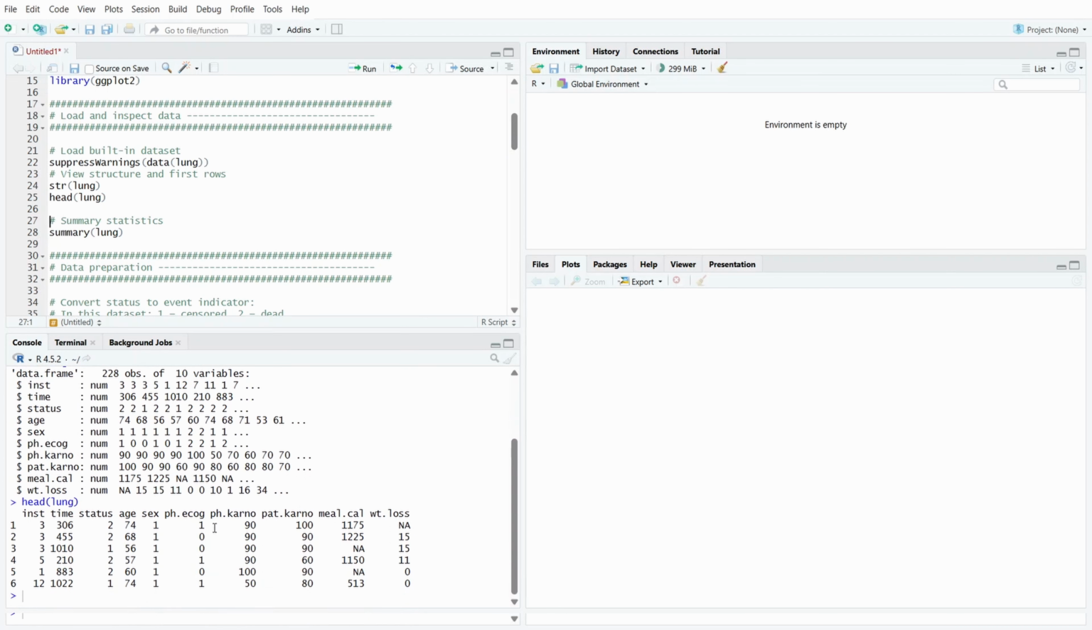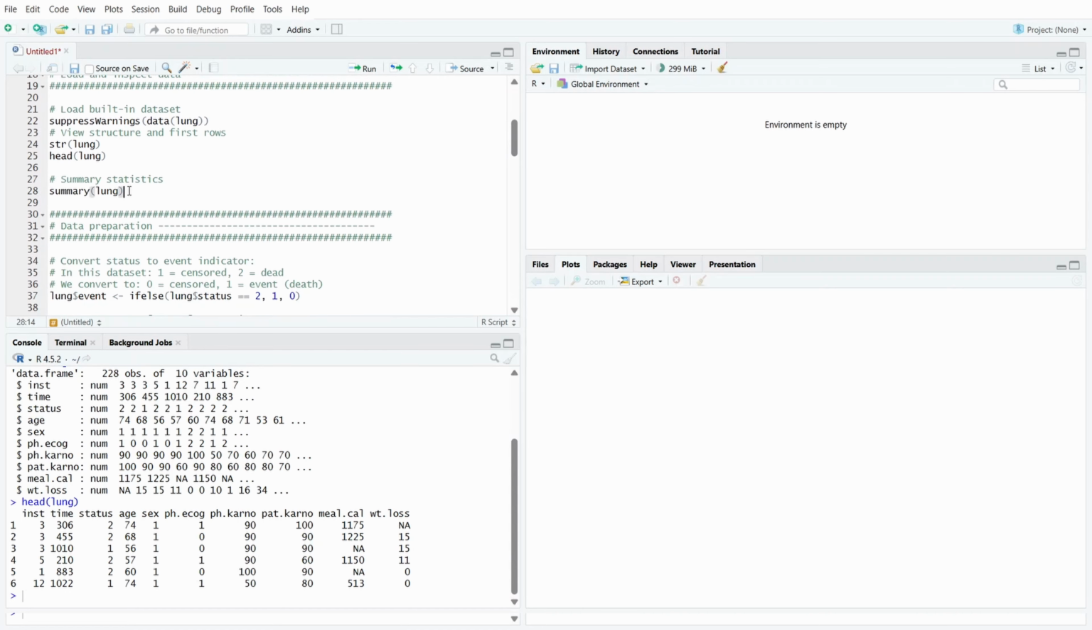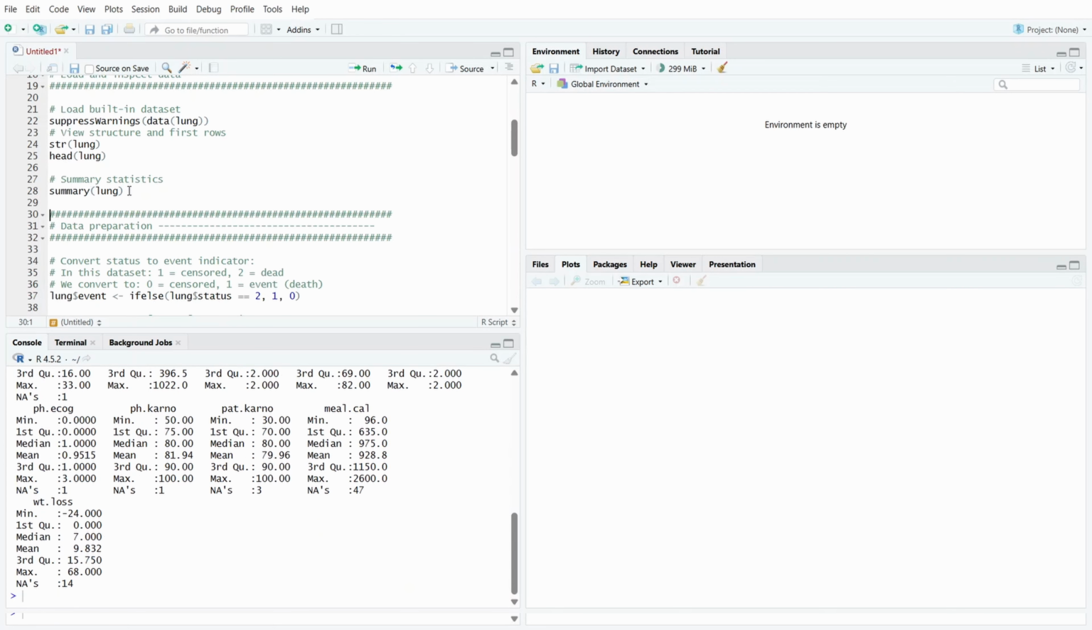Next, we look at the first few rows using the head function. This gives us a snapshot of individual patient records and helps us verify that the data looks reasonable. For example, checking that survival times and status values make sense. Finally, we examine the summary statistics. This gives us a quick overview of the distribution of each variable.